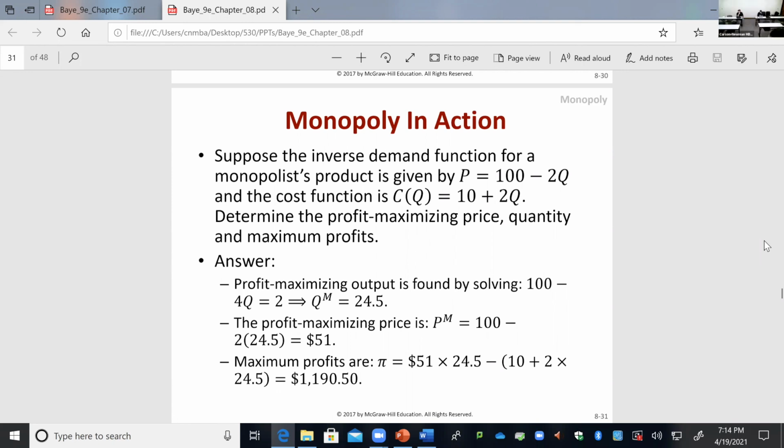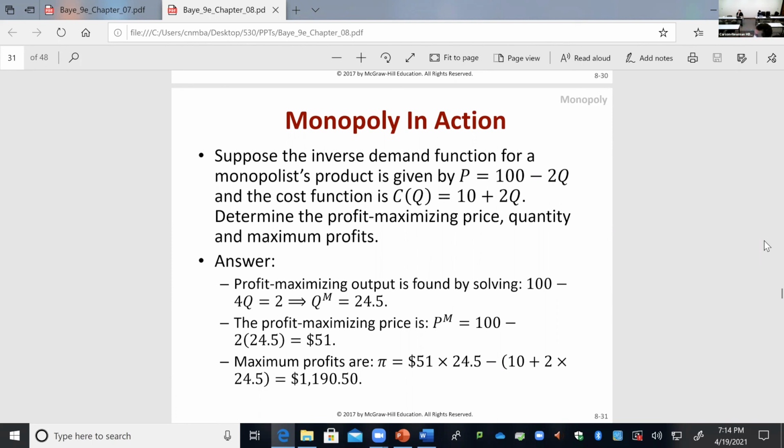Okay? So your marginal revenue, here's your cost function, right? And this is a linear cost function, miraculously. If you look at its marginal cost, it's just going to be 2. Okay? So 2 equals 100 minus 4Q, right? So in that case, 98 equals 4Q. Your Q is 24.5. Okay?